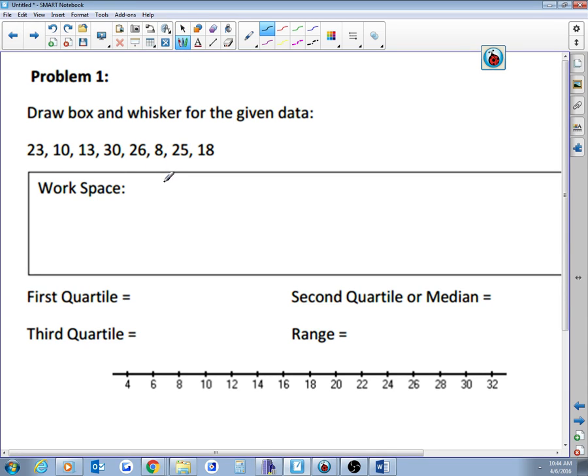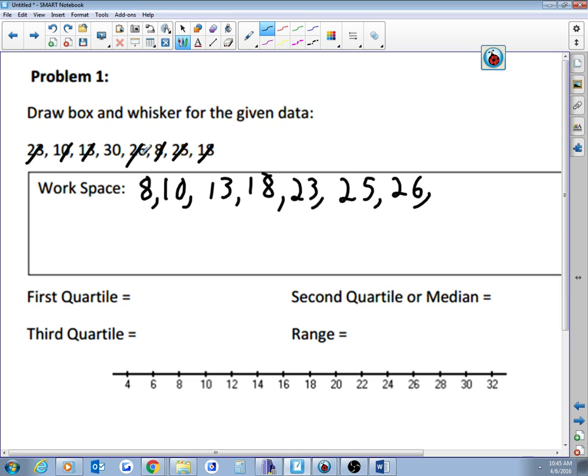So the smallest number here is 8. So the next number up is 10. And then we've got 13. And then 18. Notice I'm crossing them out so I know that I wrote them down. Then we have 23. Then 25. 26. And then 30.